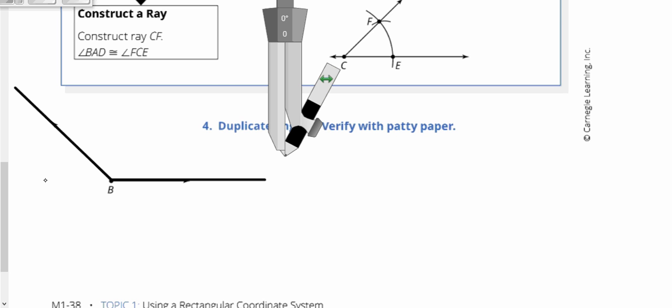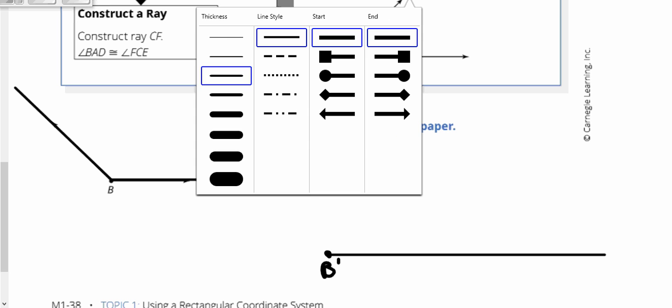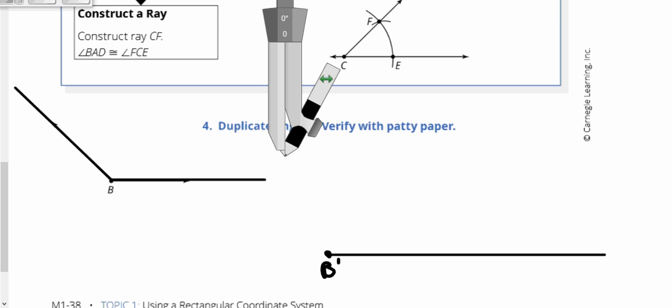So first thing you need to do is you need to get a starting point on your duplicate angle. So I am going to draw out another line down here, and I'm just going to make it big enough so that I can duplicate my angle. I'm going to label this point right here B prime, because the original angle has B as its vertex, so my duplicate angle is going to be B prime. The point where the two rays meet, the middle of the angle, is called the vertex.